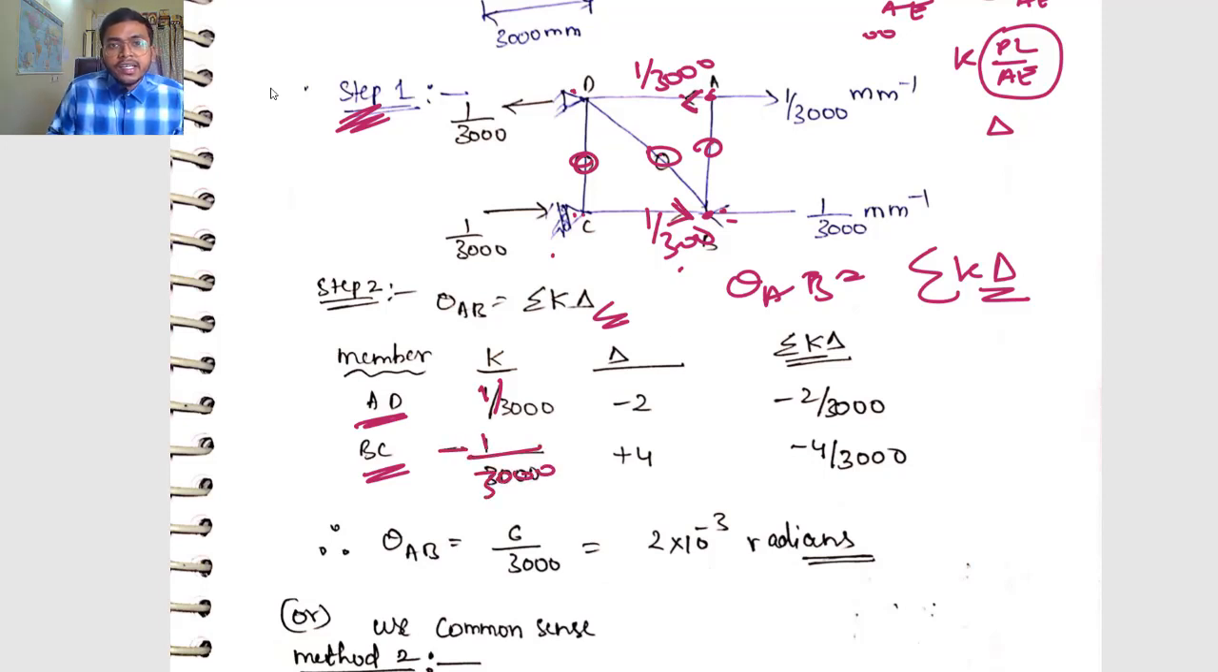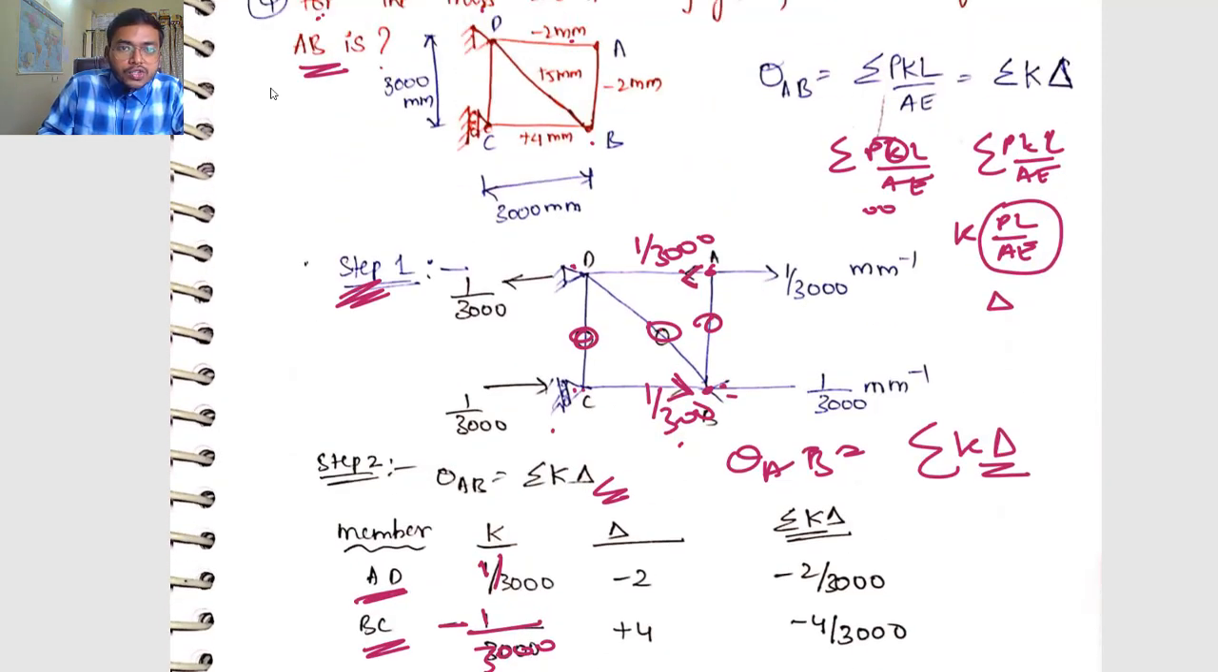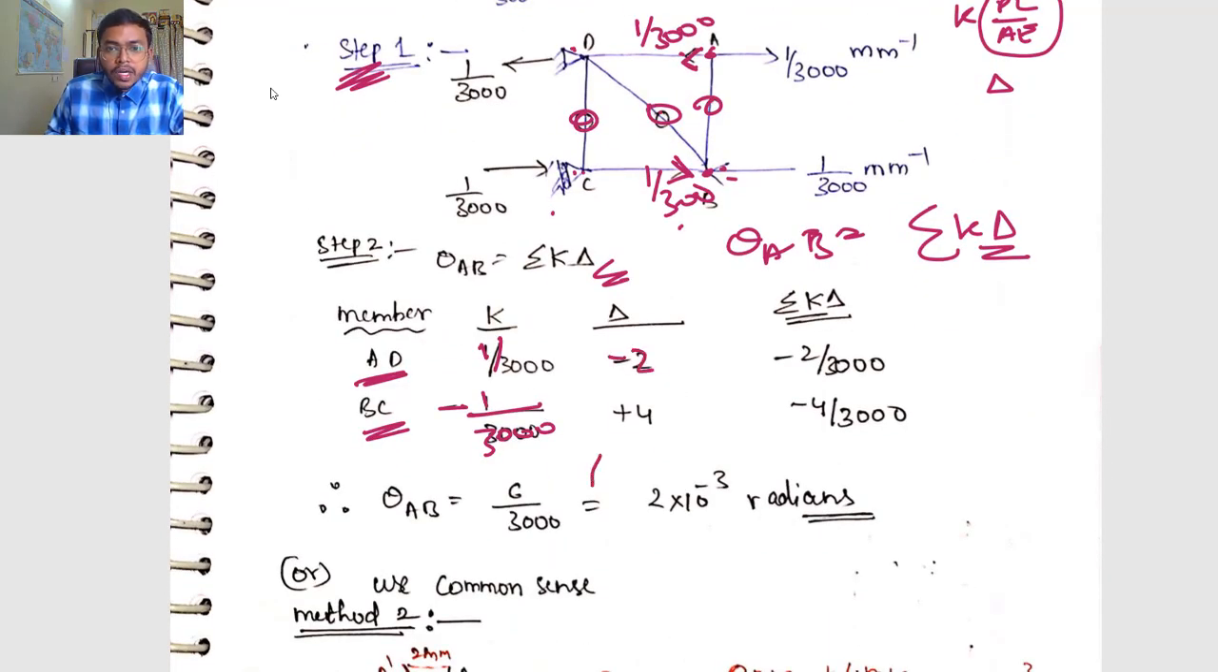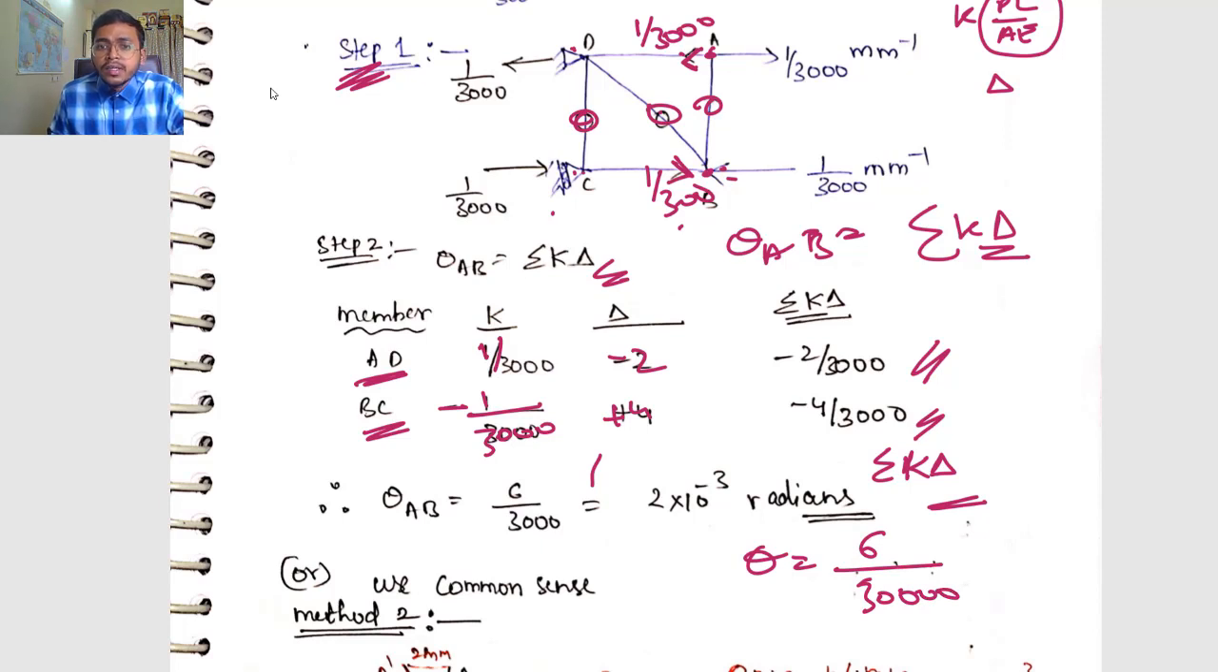So what was the elongation in AD? The elongation in AD was minus 2 mm and the elongation in CB was plus 4 mm. Just multiply with minus 2 and plus 4, and you will get minus 2 by 3000 minus 4 by 3000. Just add both, sigma K delta, that will be your answer. So your theta is 6 by 3000. What are the units? Units are radians. Always remember the units are radians. So 6 by 3000 is nothing but 2 into 10 to the power of minus 3 radians. So this is your theta AB value.